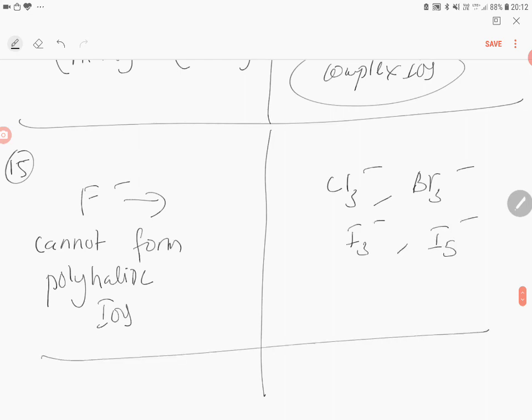Therefore, children, I have given you plenty of points related to anomalous characteristics of fluorine, fluorine-related compounds, and the other halogens.